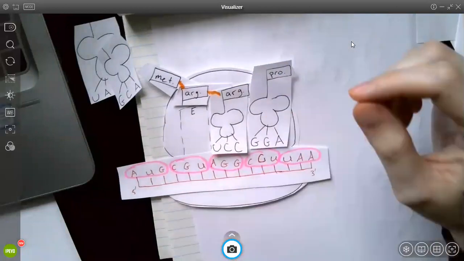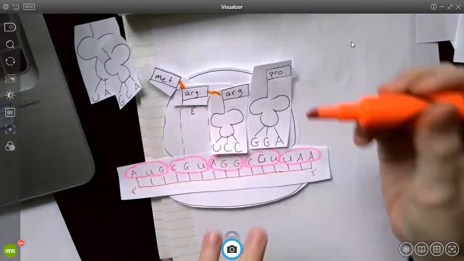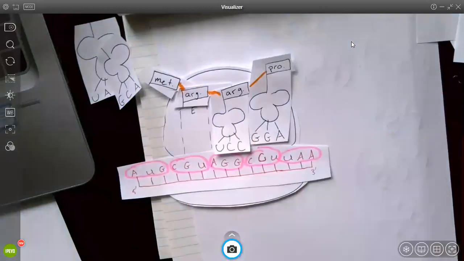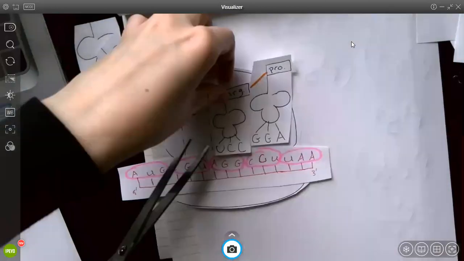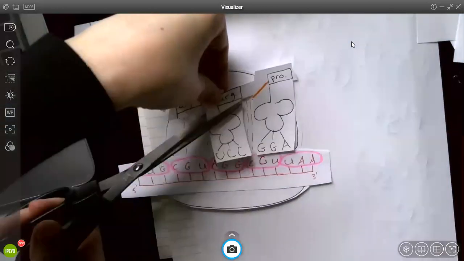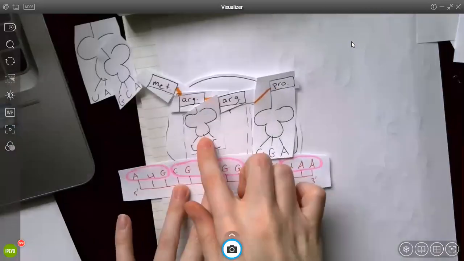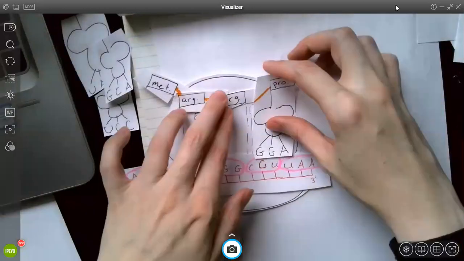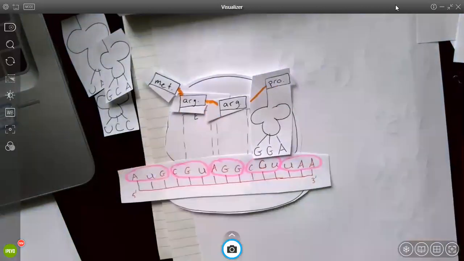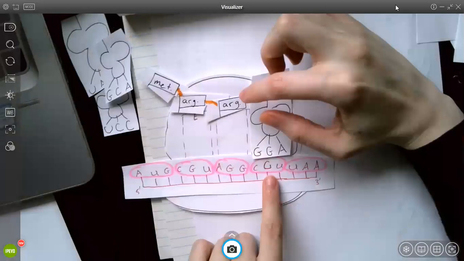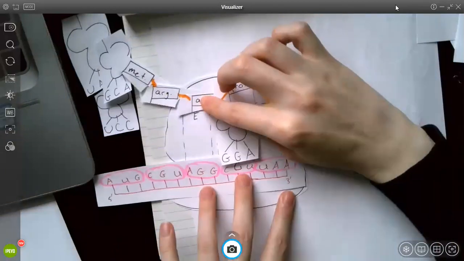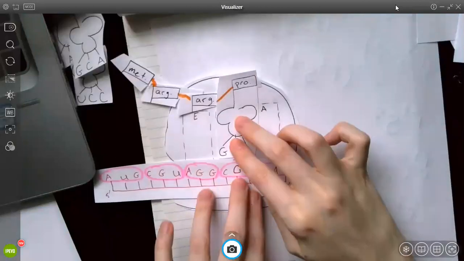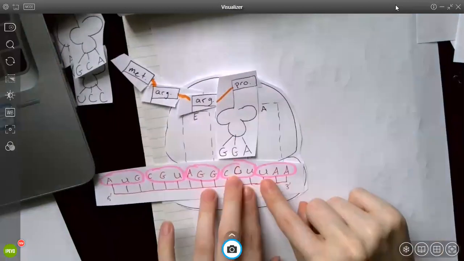A bond will form between those amino acids. Once that bond forms, this amino acid can let go of the tRNA. The tRNA will enter the E site and leave. Then the tRNA, still bonded to the mRNA, will all shift over to the P site, like so, which will cause this codon to be read by the A site.